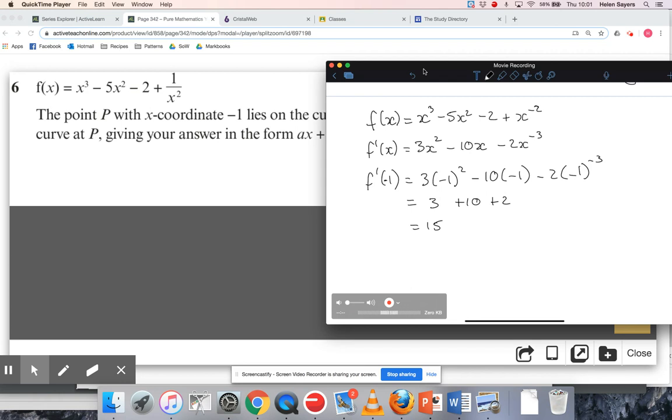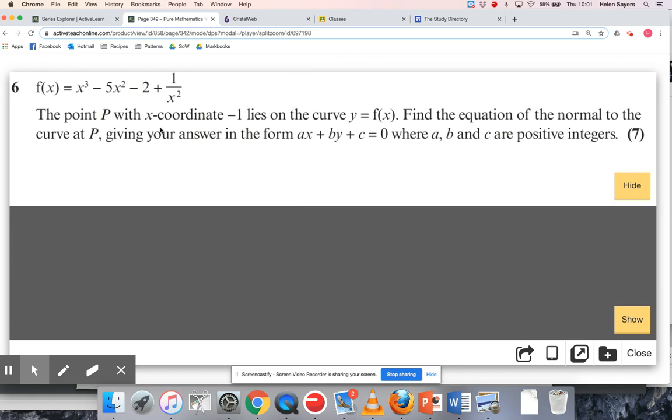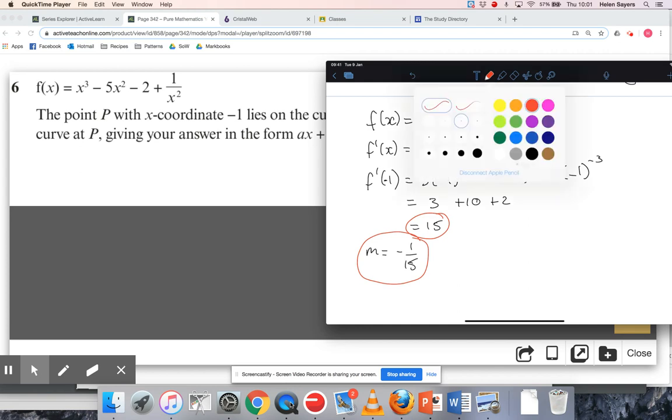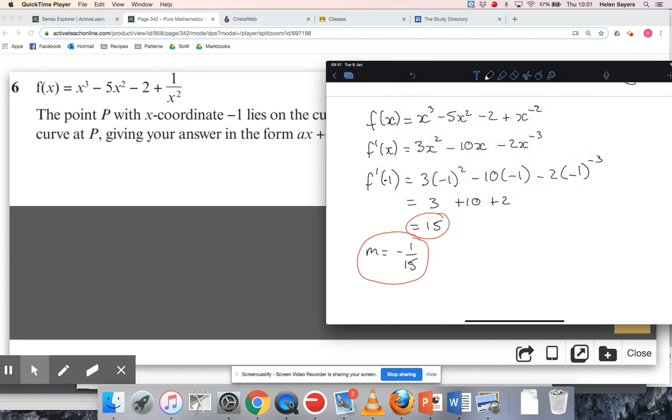Okay, so I've got a value for the gradient. So that is the gradient of the curve when x is minus 1. But this is the normal to the curve. So I want to use a gradient that's the negative reciprocal of that, because the normal is perpendicular to the tangent at that point. So if it asked me for a tangent, I would be using that value for my gradient. It's a normal, so I want the perpendicular gradient, the negative reciprocal.